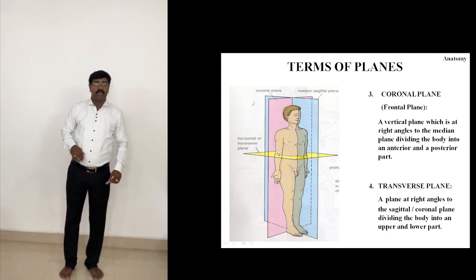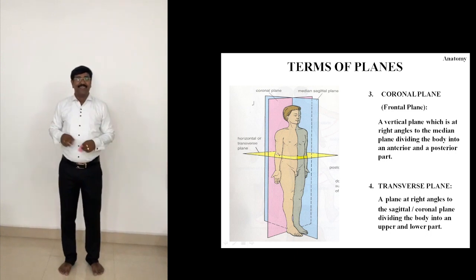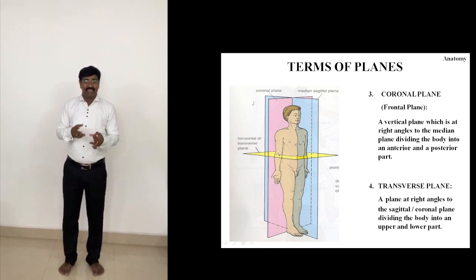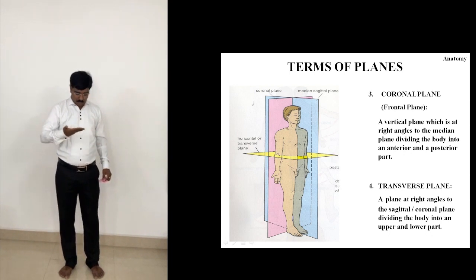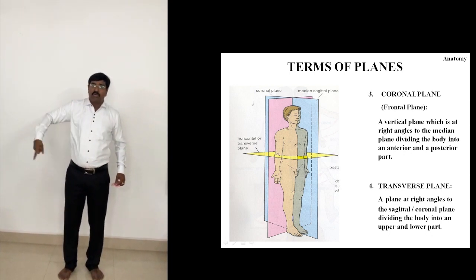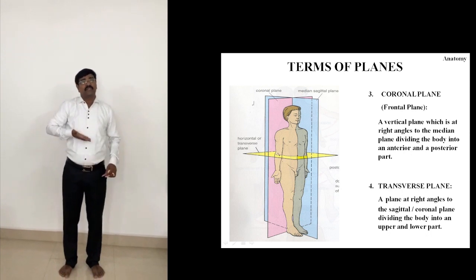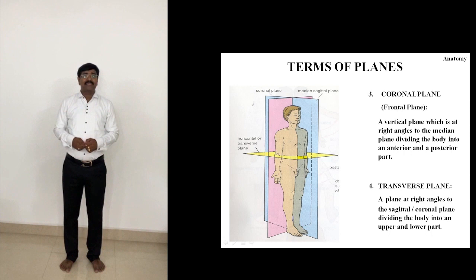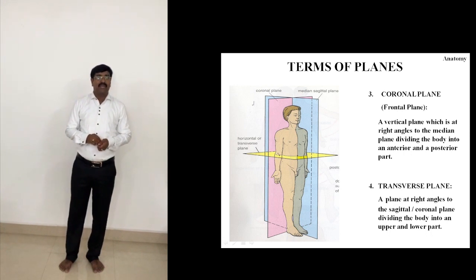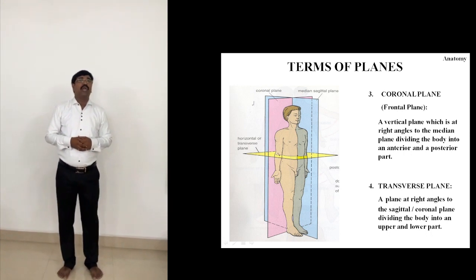Don't do barbecue, okay? So upper half and lower half. With that, the second plane is called the transverse plane. The transverse plane cuts my body from anterior to posterior in a circular fashion, dividing it into upper half and lower half. And the next plane is called the coronal plane.